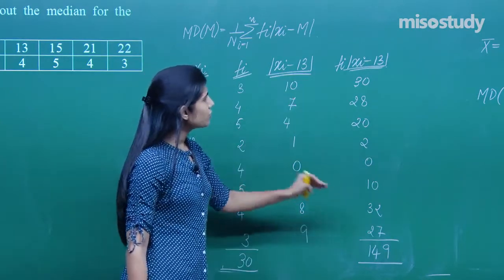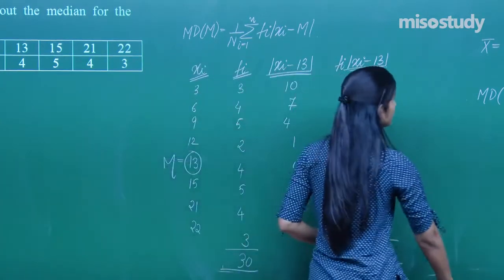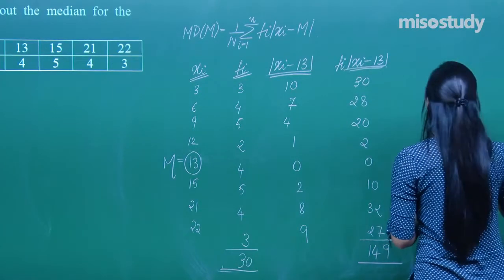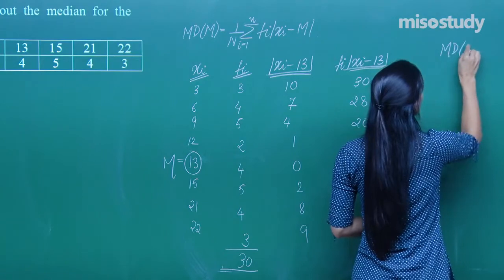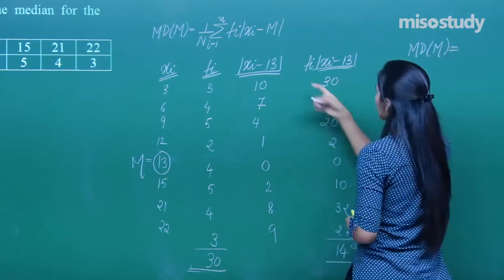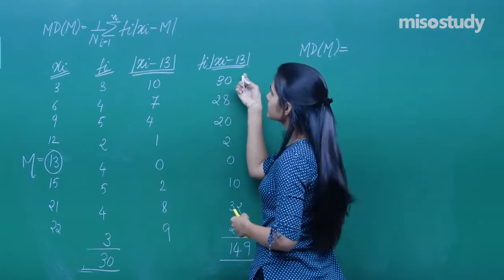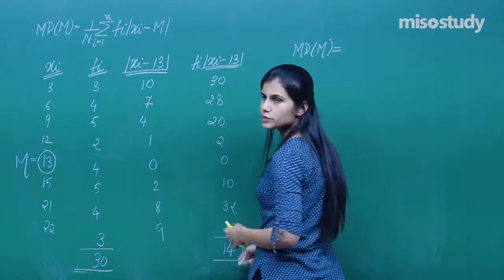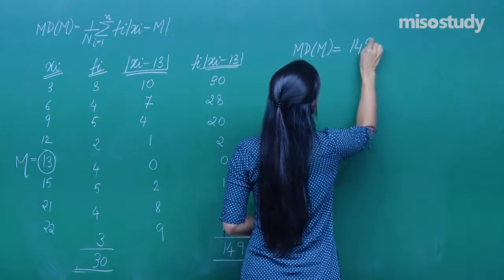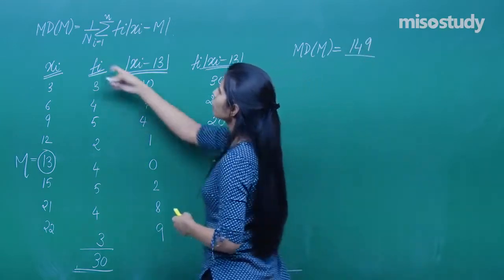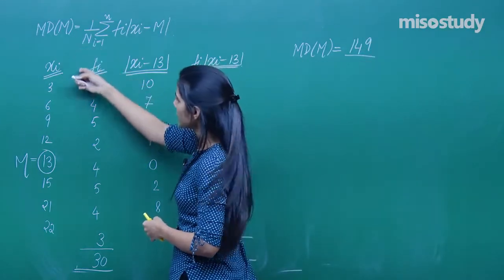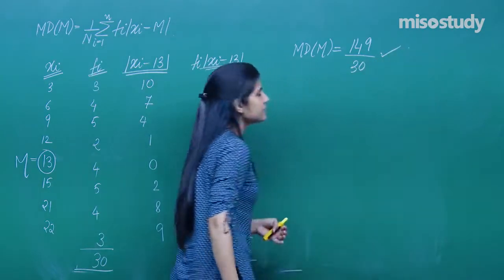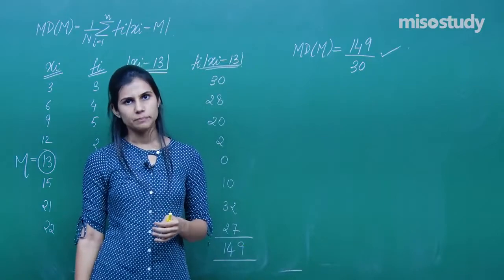Now when you add this up and you get 149, what is 149? 149 is nothing but the numerator of mean deviation about median. So mean deviation about median is summation fi mod of xi minus the median, which is the addition of all of this, which is 149 whole upon the total number of observations, which is nothing but the summation fi, that is 30. You can clearly evaluate this. This happens to be the mean deviation about median.